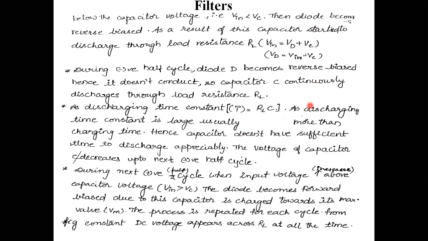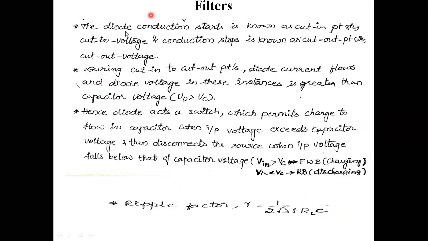Whereas if the Vin voltage is greater than the capacitor voltage, then the diode is in forward bias condition, and it reaches from the cut in point to the cutout point. That cutout point is the maximum voltage Vm. I consider this time as charging time. With respect to the reverse bias condition, I consider the time as discharging time. This is the final key point: Vin greater than Vc means forward bias condition, charging time. Vin less than Vc means reverse bias condition, that is discharging time.